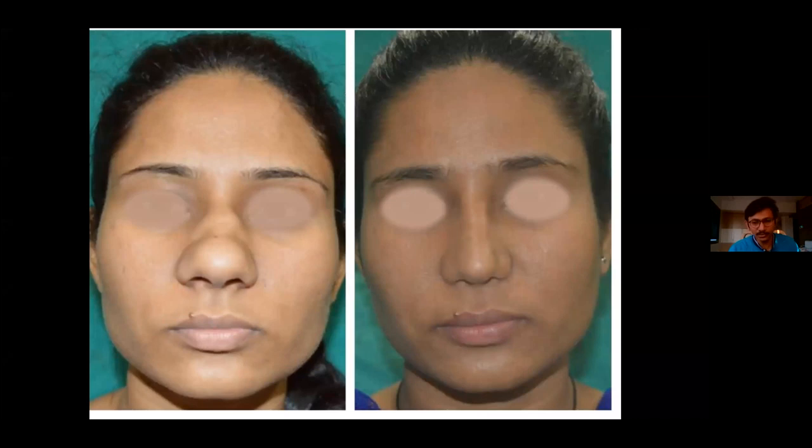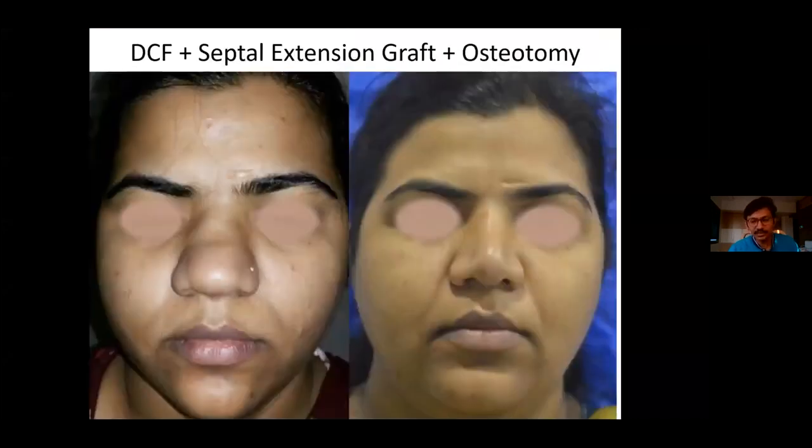Very, very broad nose, thick sebaceous skin, very thick skin, and we could still give her a good shape by means of structural support.